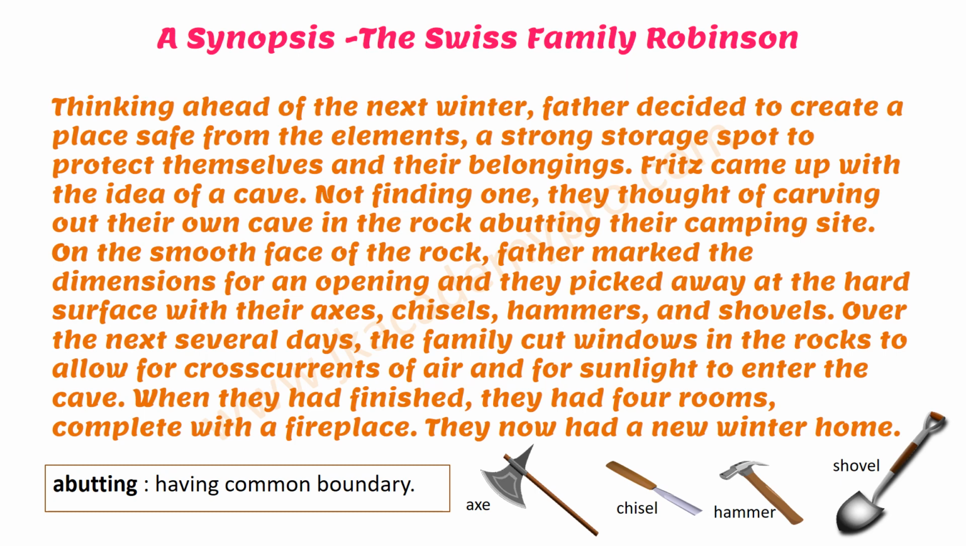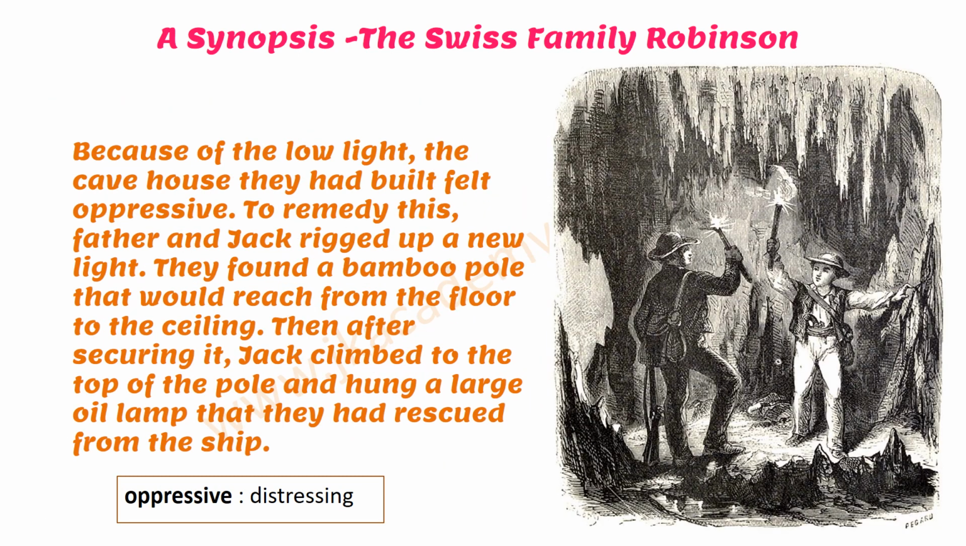Isn't it beautiful to have so many houses? First they lived in the tent, then they lived in the tree house. Now they decided to live in the rock, inside the cave. Because of the low light, the cave house they had built felt oppressive. So, oppressive means distressing. They were not very comfortable because the light was very, very low inside the cave. Isn't it? It's a rock, you know. So, how big can you make a window? Small windows only they could carve out, and hardly any sunlight would come inside. So, they did not feel so comfortable.